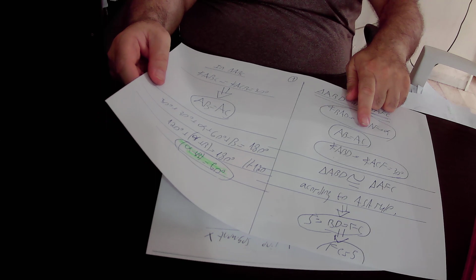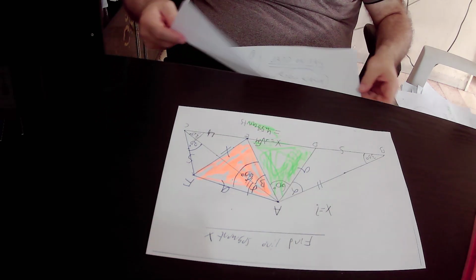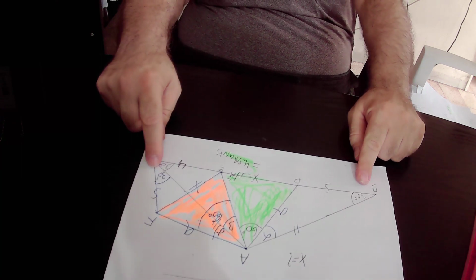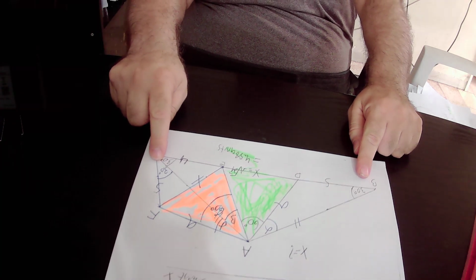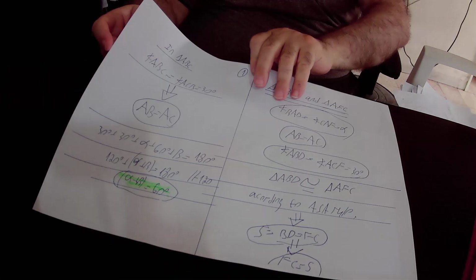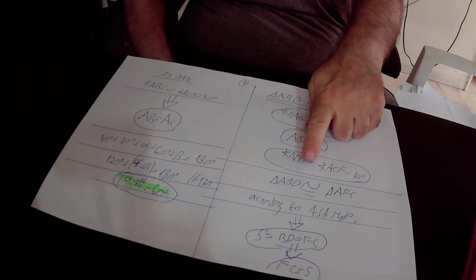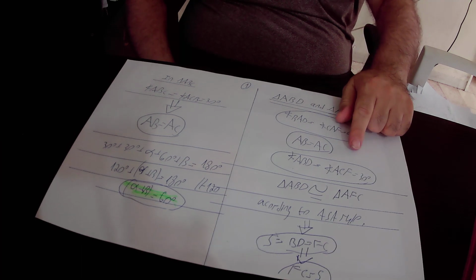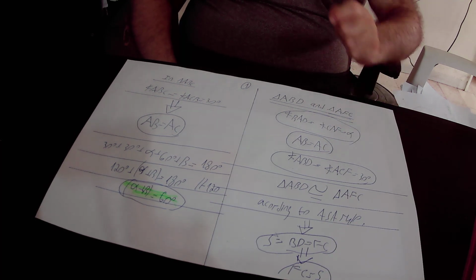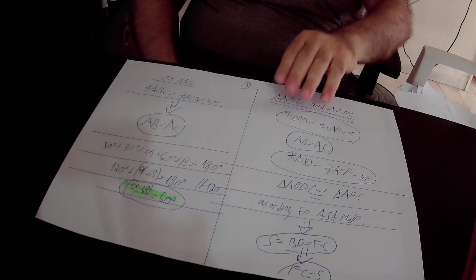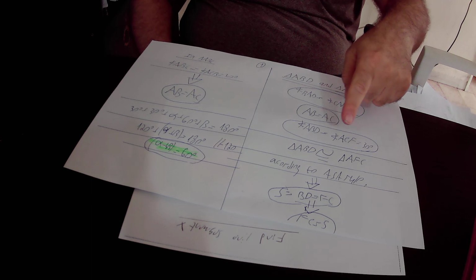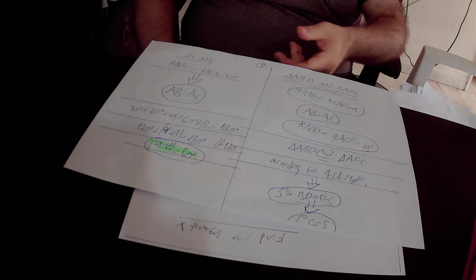Side AB equals side AC, and finally those two angles are both equal to 30 degrees, therefore they are equal to each other. So here, angle ABD equals angle ACF, they are both equal to 30 degrees, therefore they are equal to each other. So we actually proved that triangle ABD is congruent to triangle AFC according to the angle side angle rule.